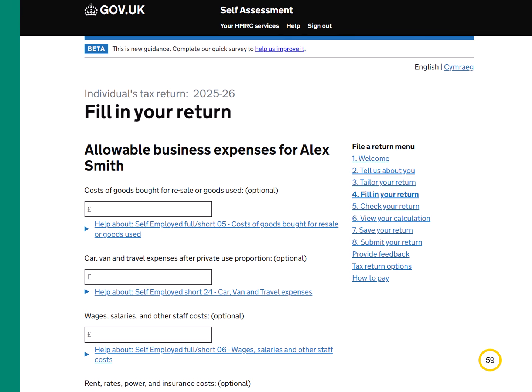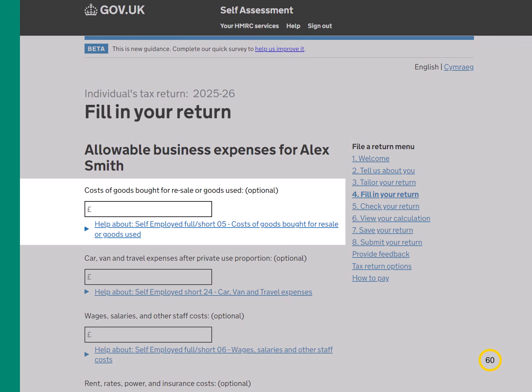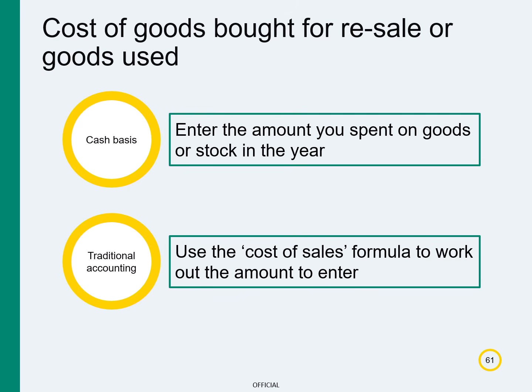There are different boxes for the different types of expenses. The Help About guidance for each box tells you what to include. For many of the questions, it's clear what you need to include, but let's look at some. For those of you who produce goods or carry stock to sell on to customers, you need to make an entry here. If you use cash basis, enter the amount you spent on goods or stock in the year.